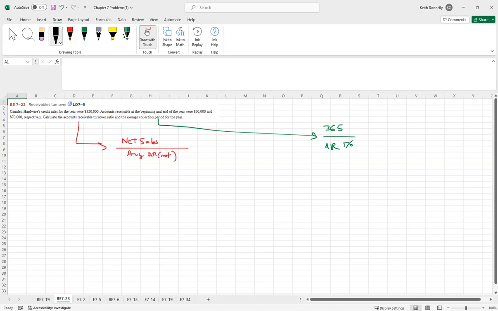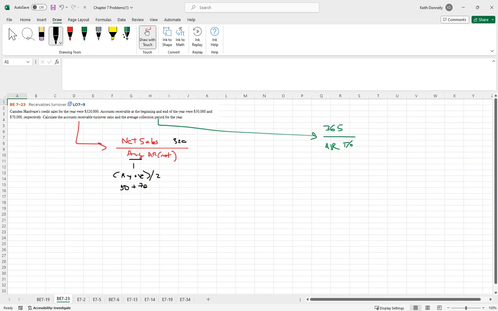They're telling us the credit sales were $320,000. We can assume that's going to be our net sales because there's no other facts regarding sales. They then tell us about our accounts receivable. When they say average here, what they're really getting at is your beginning of the year plus your end of year divided by 2. That's your average. In this case, the beginning of the year was 50. The end of the year was 70.